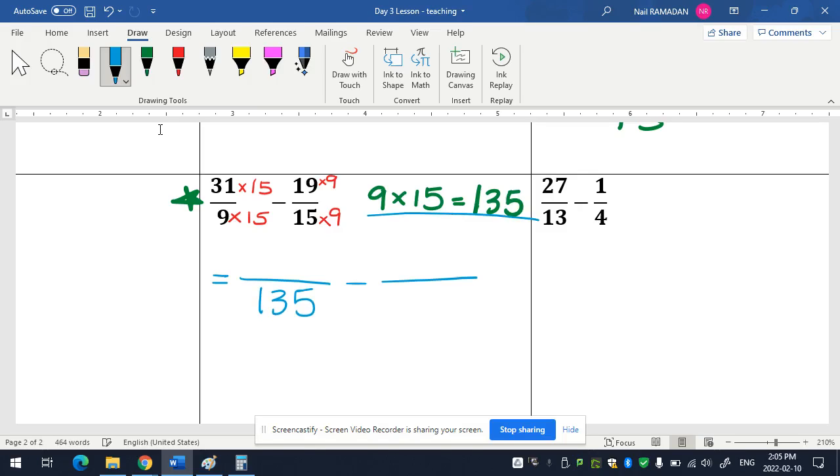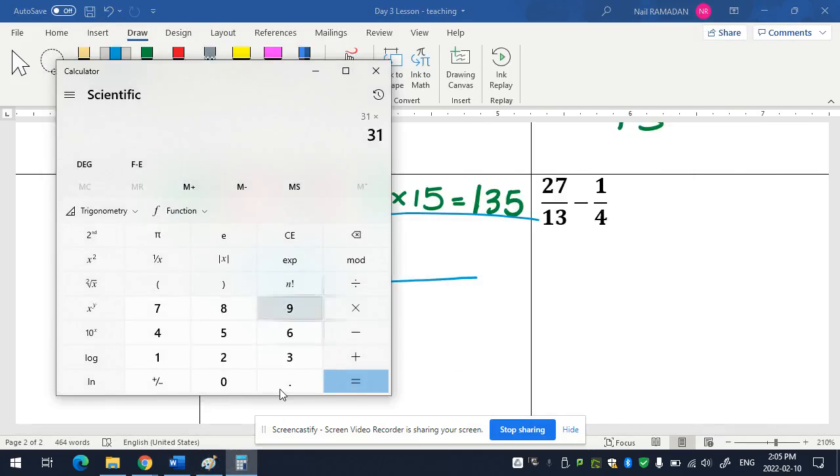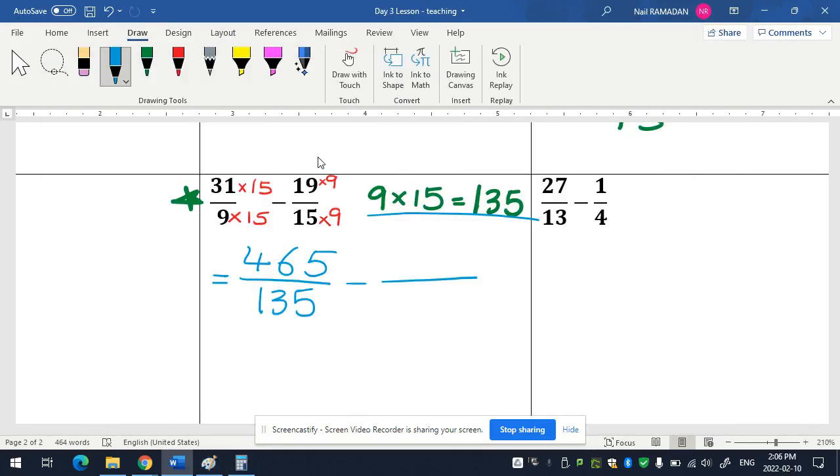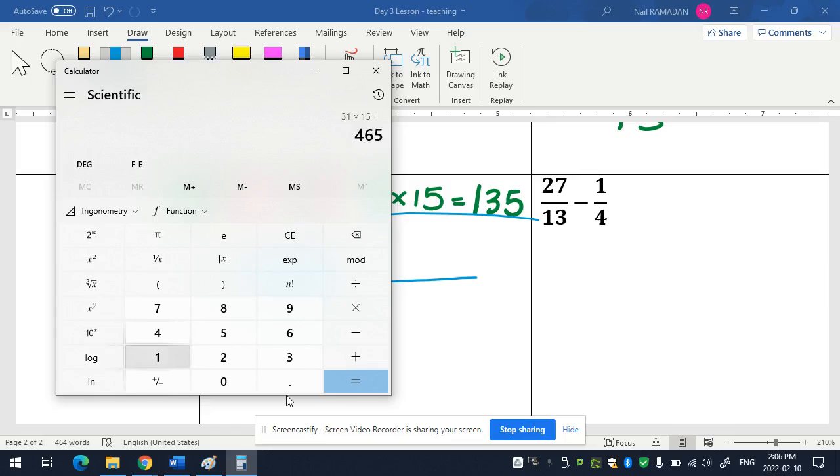What's 31 times 15? Okay, give me a second. 465. Maybe they're looking for something. 31 times 15. Yeah, it's 465. Yep. All right. 19 times 9. 19 times 9. 171.